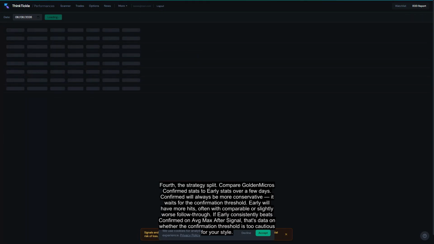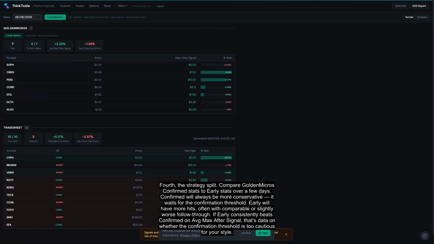Fourth, the strategy split. Compare GoldenMicros confirmed stats to early stats over a few days. Confirmed will always be more conservative, it waits for the confirmation threshold. Early will have more hits, often with comparable or slightly worse follow-through. If early consistently beats confirmed on average max after signal, that's data on whether the confirmation threshold is too cautious for your style.